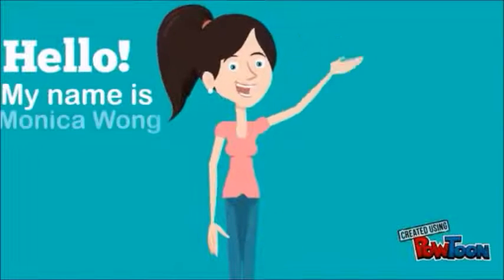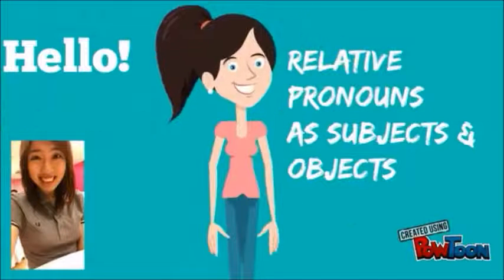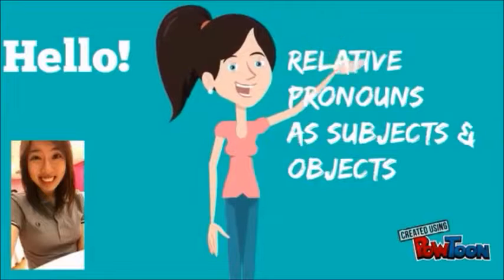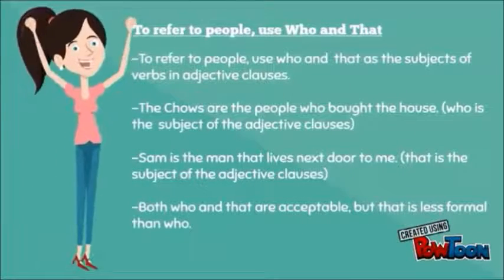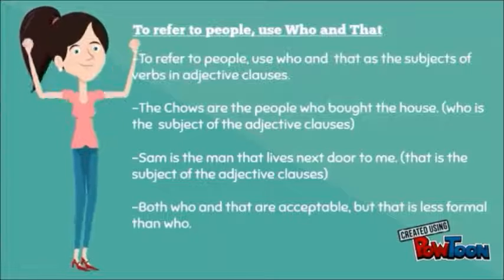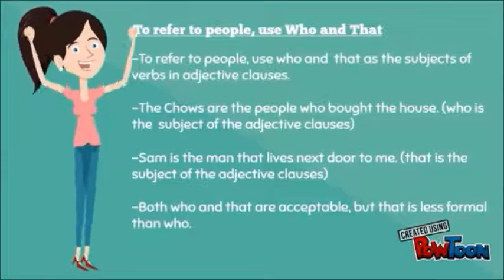Hello, my name is Monica Wong and I'm going to explain relative pronouns as subjects and relative pronouns as objects. Relative pronouns as subjects consist of three components, which are who, which, and that. To refer to people, we use who and that as the subjects of verbs in adjective clauses.